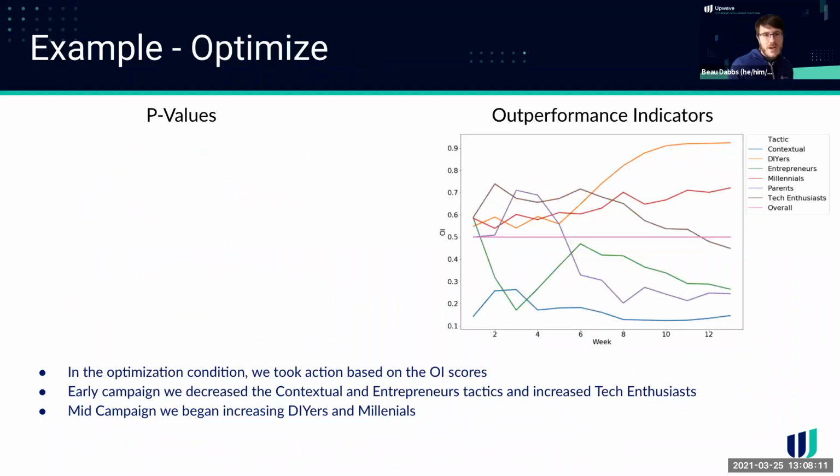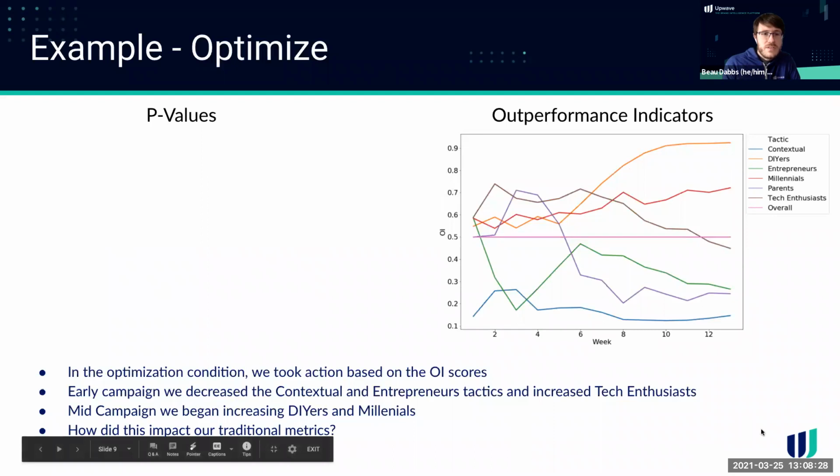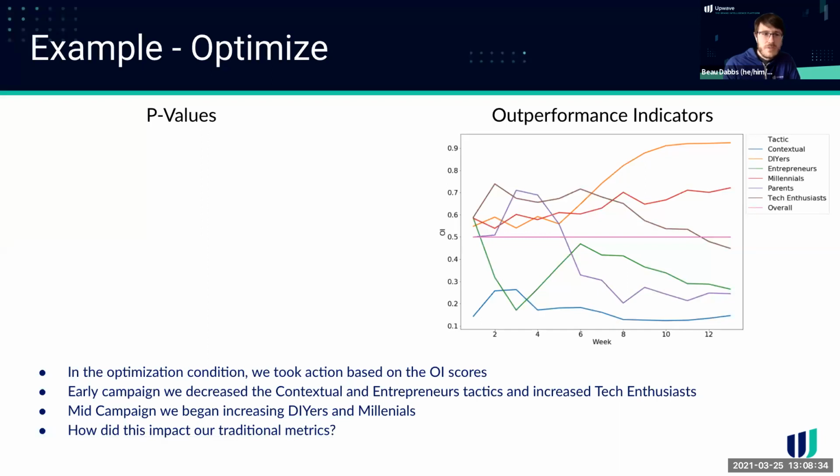So now let's consider the optimization condition, where we took action based on the outperformance indicators each week. Early in the campaign, we focused on decreasing spend on the contextual and entrepreneur tactics, as well as increasing spend on the tech enthusiast tactic. Then mid-campaign, we started increasing spend on the DIYers and millennials tactics as they became the clear best performers.